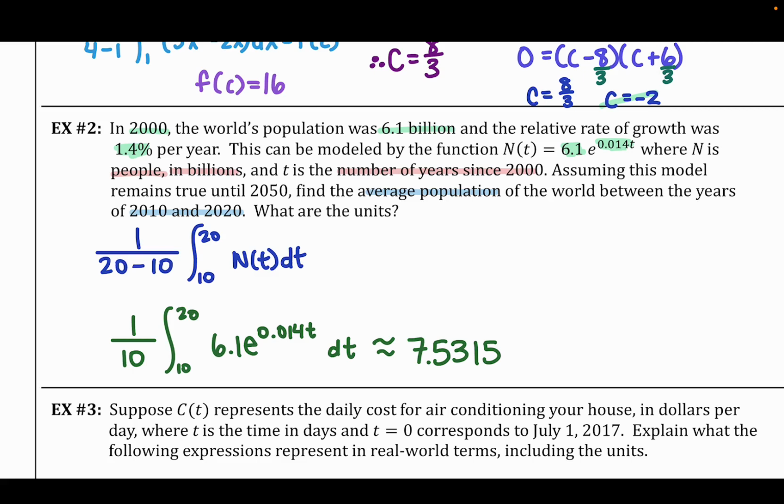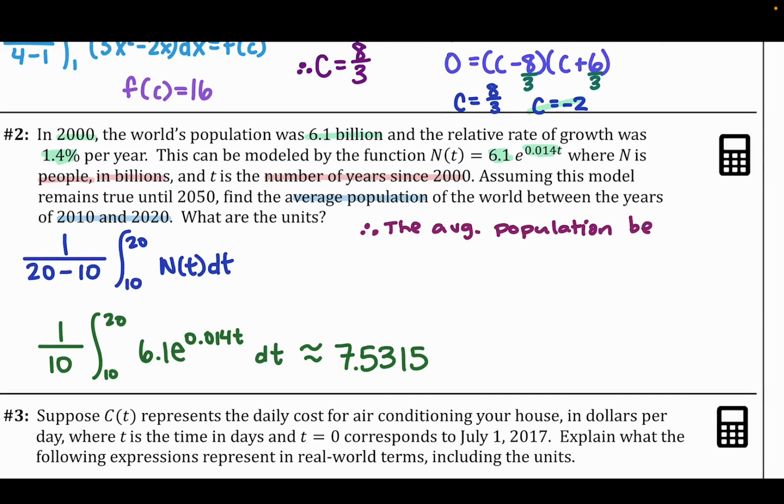So what are the units? Well, this means the average population between 2010 and 2020 was 7.531 billion people. So billion people are our units.